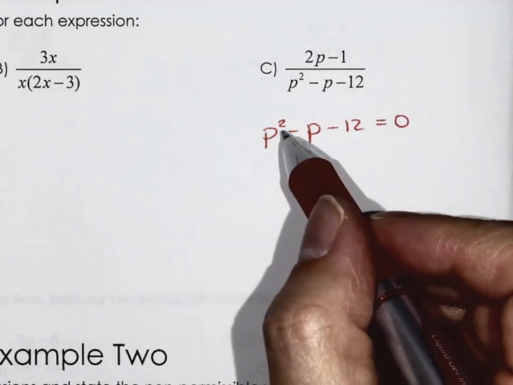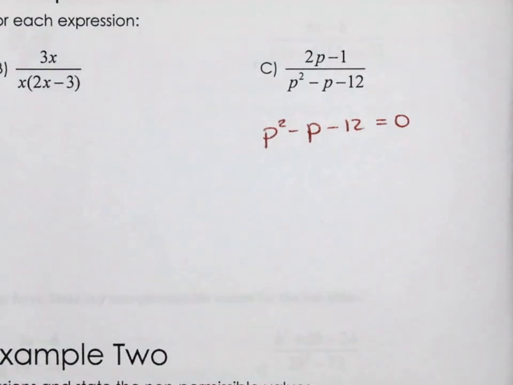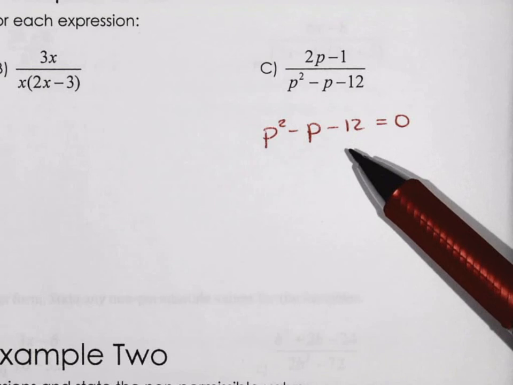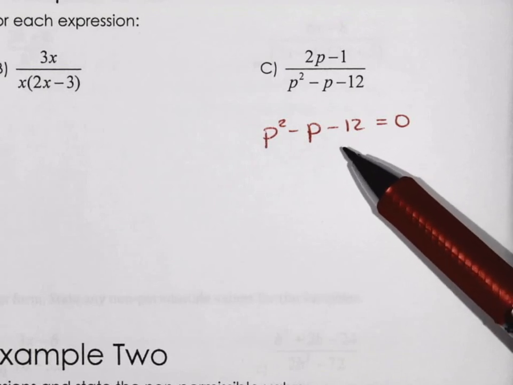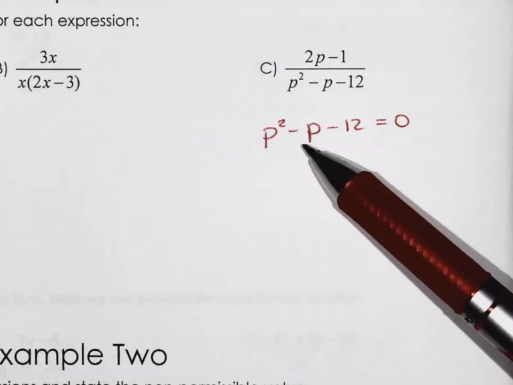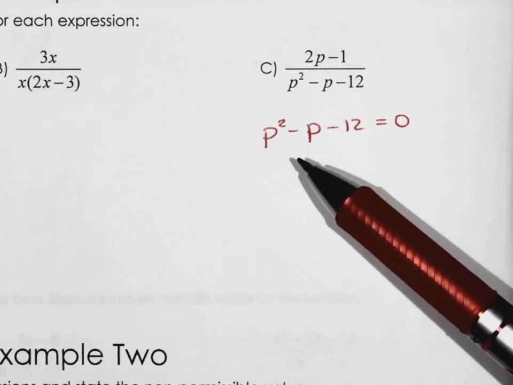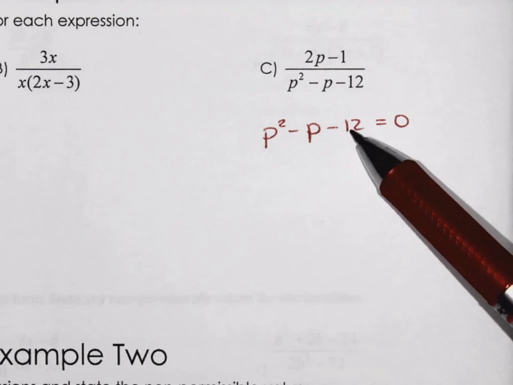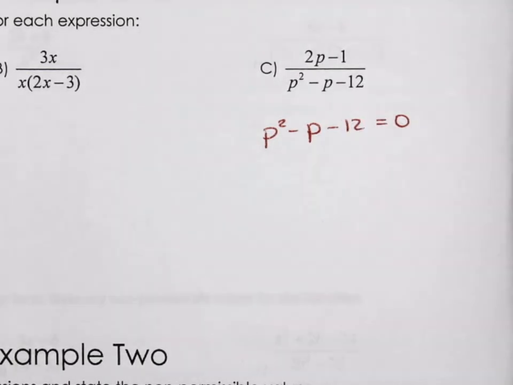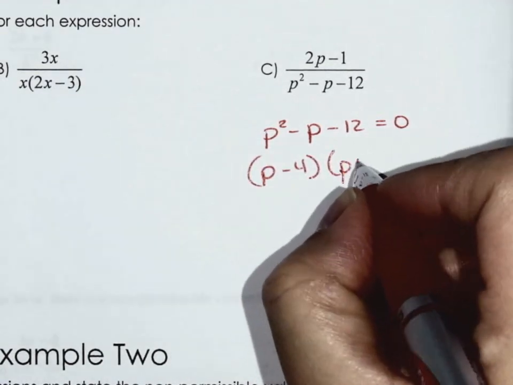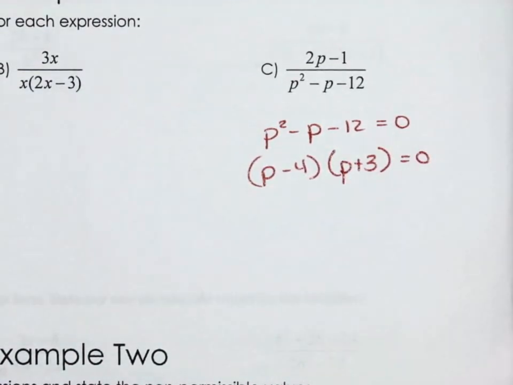So anytime I have a squared, I'm going to do what? I'm going to factor it or quadratic formula, right? This one, what do you think? Factor or quadratic formula? Factor. Negative 12, factors that add up to negative 1. Negative 4 and 3. Because they have to multiply to negative 12 but add to negative 1. So this would be P minus 4, P plus 3.